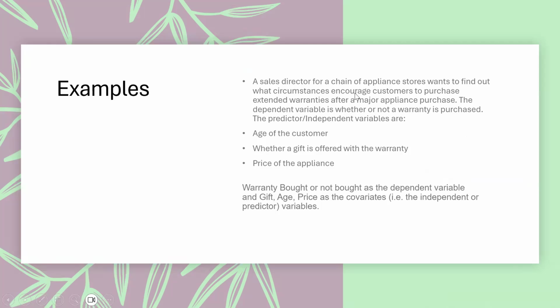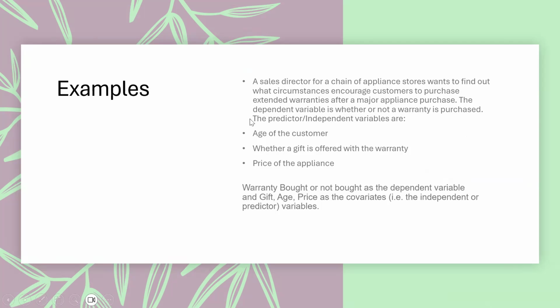A sales director for a chain of appliance stores wants to find out what circumstances encourage customers to purchase extended warranties after a major purchase, whether they purchase or not. That is our dependent variable, and what it is depending on: age of the customer, whether a gift is offered, and price of the appliance. Okay. So these are the factors that we want to check.